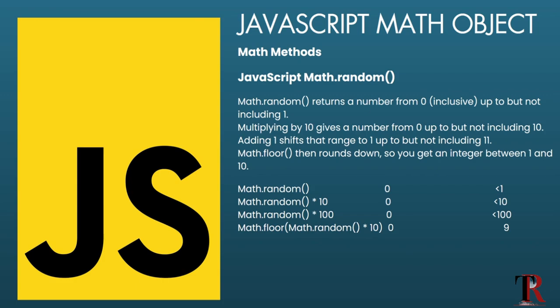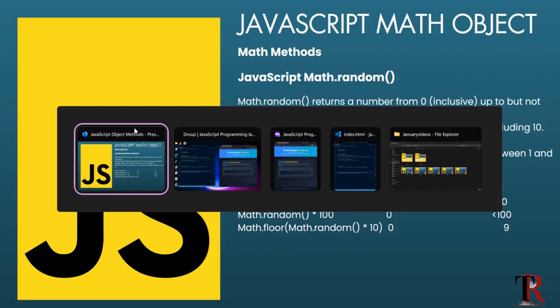Now, adding 1 shifts that range to 1 up to, but not including 11. So if you actually want 10 to show as part of the numbers, you need to add +1 to it, and that will help shift the range up, but it's not going to include 11. If you add 10 plus 1 together, that's 11, but 11 is not going to be part of your random numbers generated. It's just going to be a number that includes 10 if you want it. So this is what that is saying.